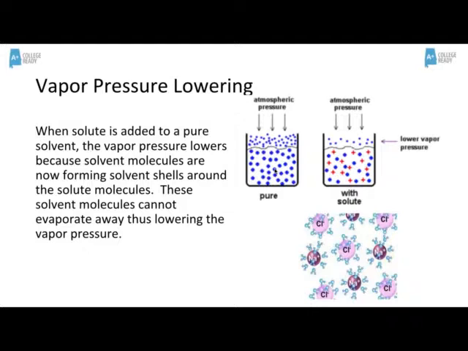Now, what happens when I add a solute to the solvent? Notice my vapor pressure lowers. I have a decreased number of gas molecules that are escaping from the liquid and becoming a gas on the surface. Why is this? When I add the solute, it interacts with the solvent molecules. The solvent molecules try to form some type of solvent shell around the solute molecules. Because so many of them are interacting with the solute and trying to dissolve them, it leaves less free solvent molecules that can evaporate away to change from a liquid to a gas. Therefore, the vapor pressure lowers.